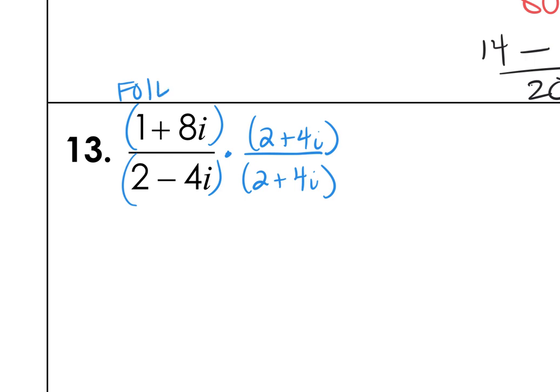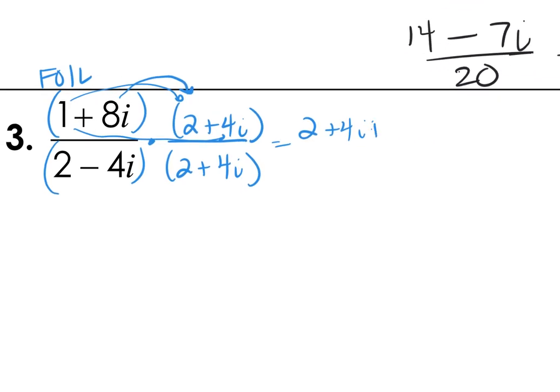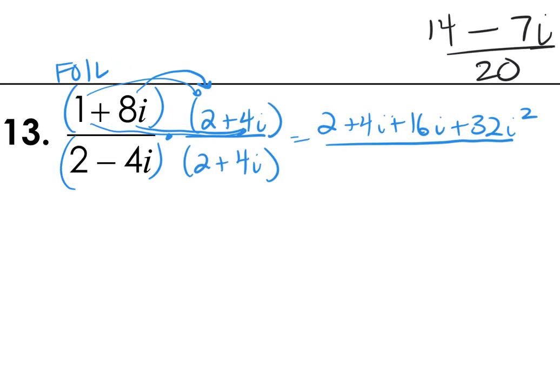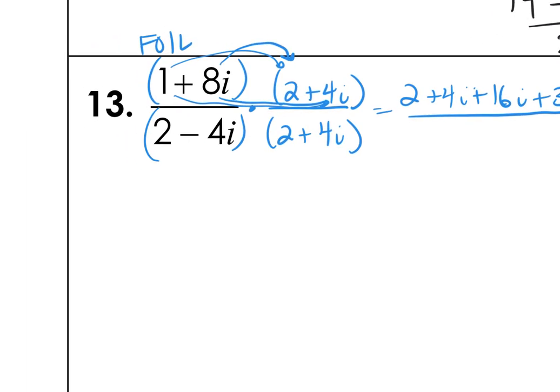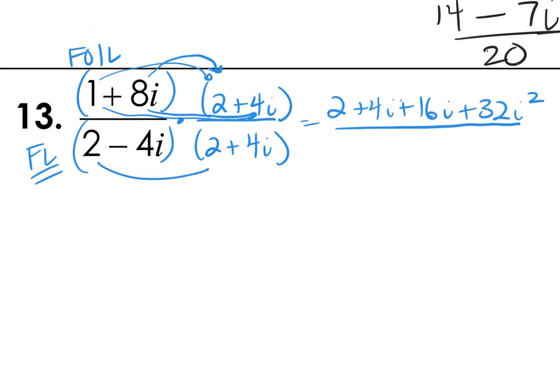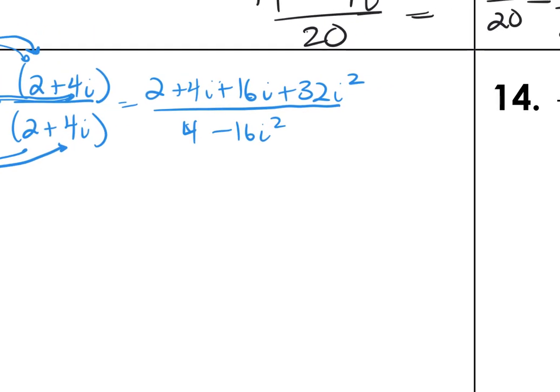So my first 2 terms, 1 times 2 is 2. Outer terms, 1 times 4i is 4i. Inner terms, 8i times 2 is 16i. And then my last 2, 8i times 4i, I get 32i squared. That makes it a little longer. Now the bottom, because you have your complex conjugates, that's when you can shortcut. First and last: 2 times 2 is 4. Negative 4i times 4i, I get negative 16i squared.